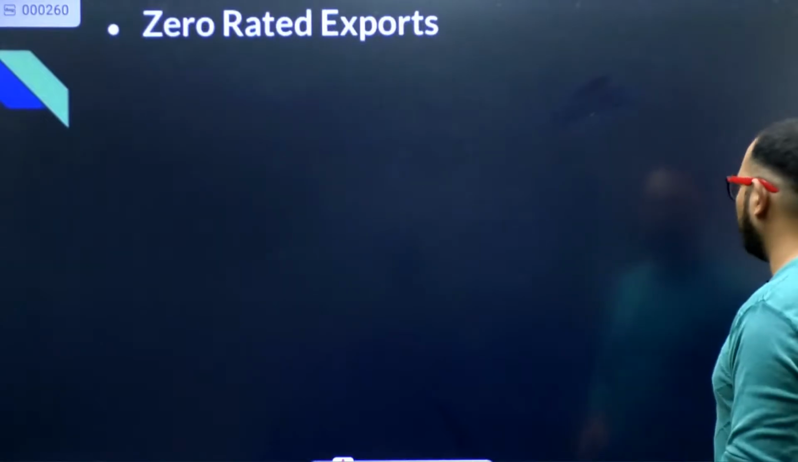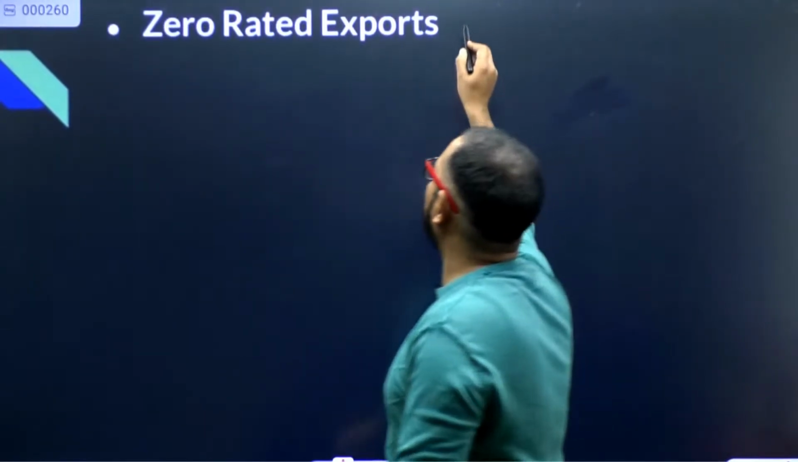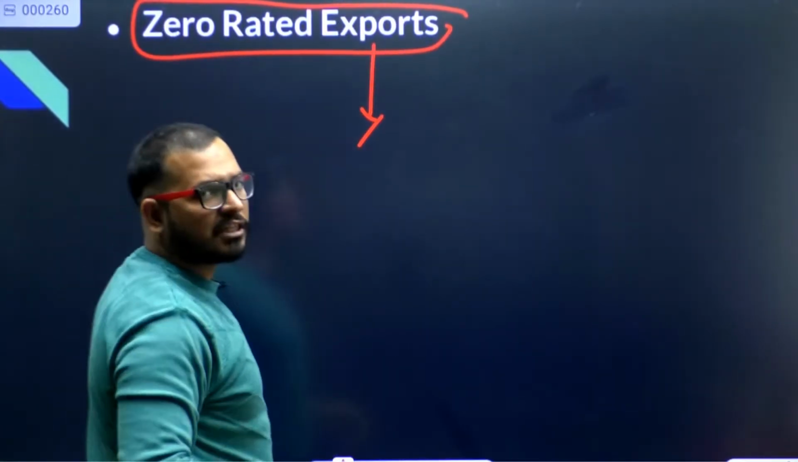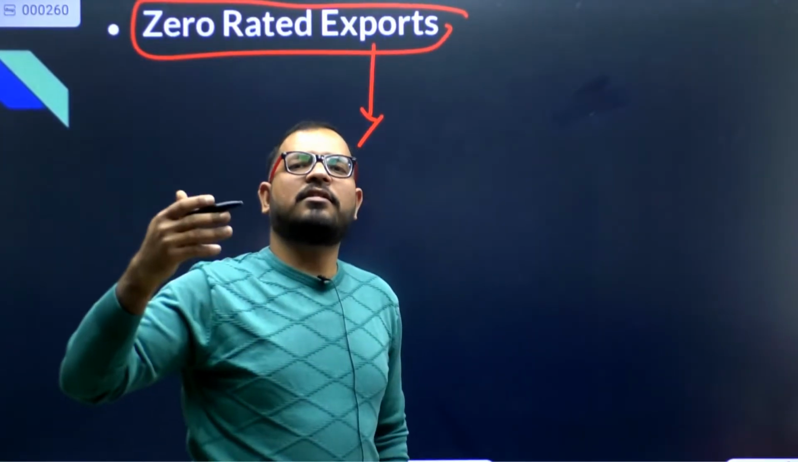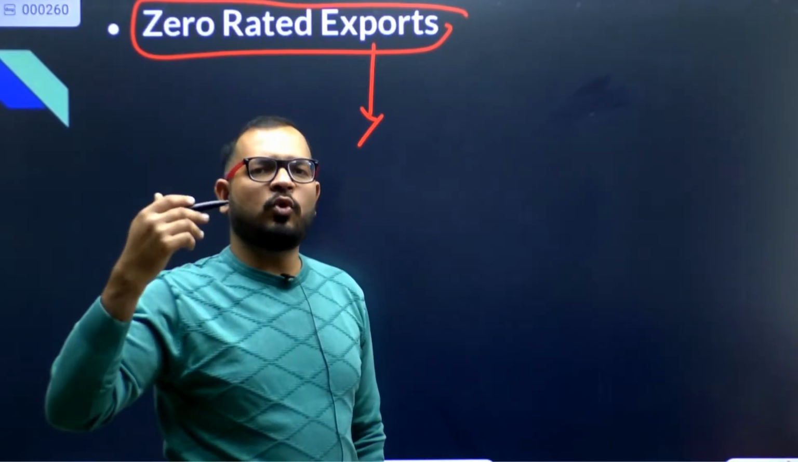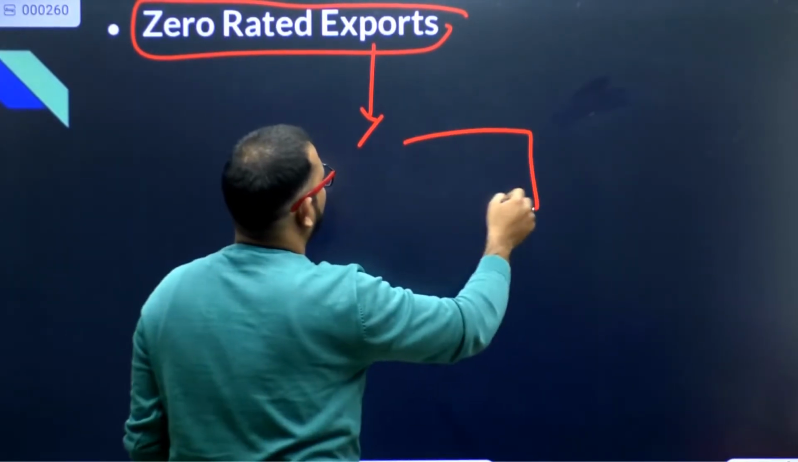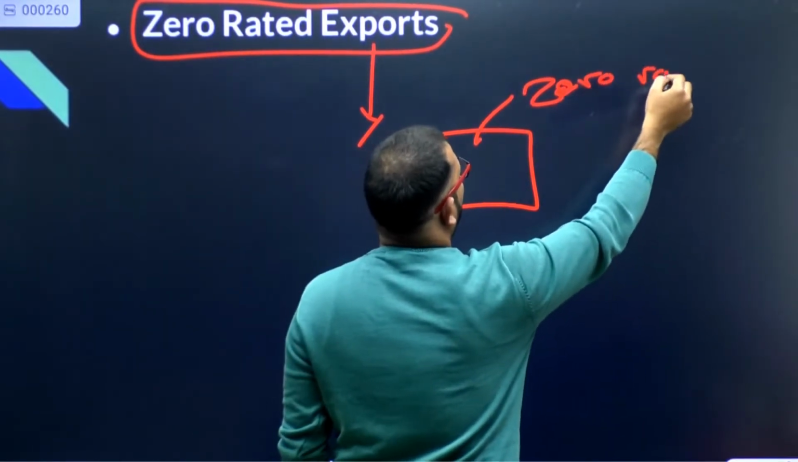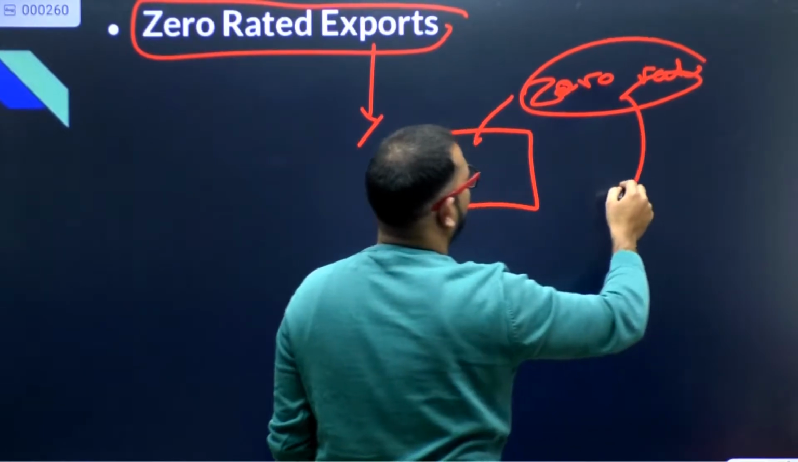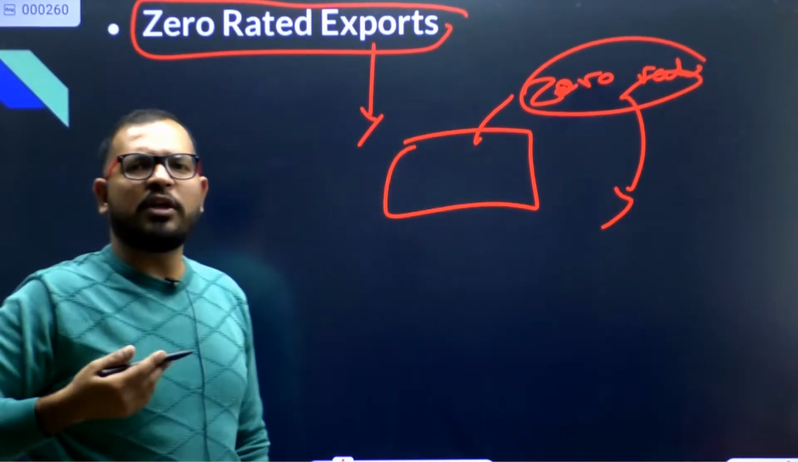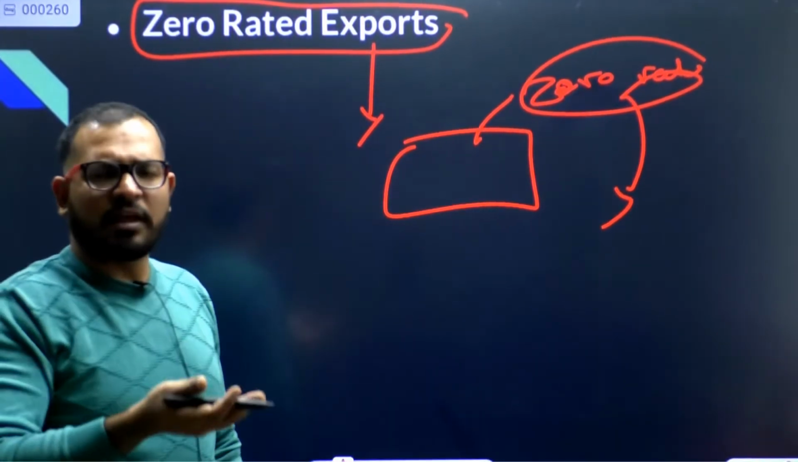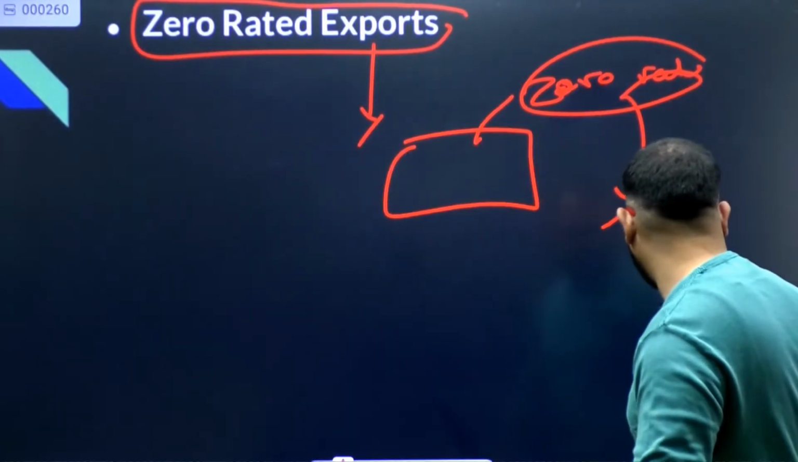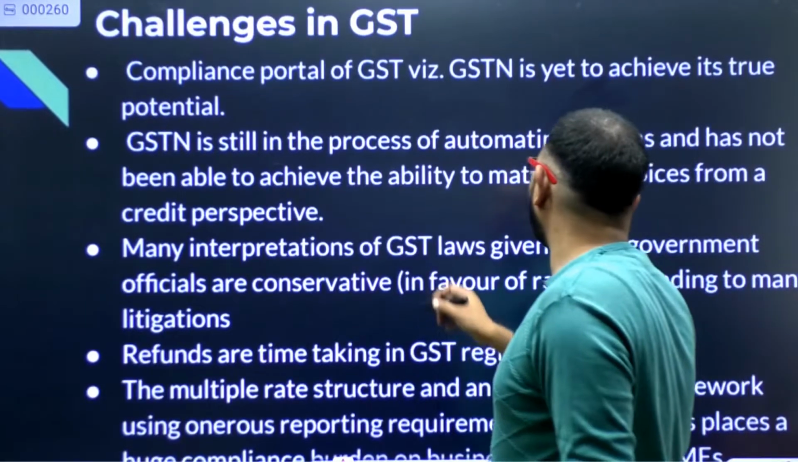Let's look into the zero rated export. Zero rated export means, because it is a destination based tax, and the destination is in another country, so you have zero rated export. Whenever you have to export something, you need not pay the GST. There are some other taxes you have to pay, but no need to pay the GST. So that is zero rated export. Let's talk about the challenges.